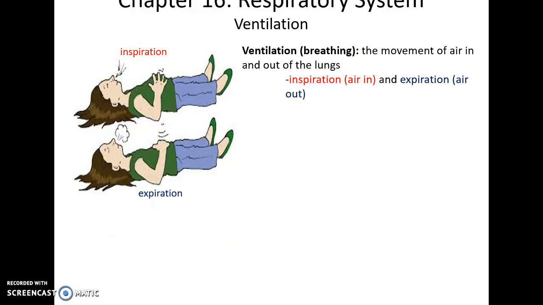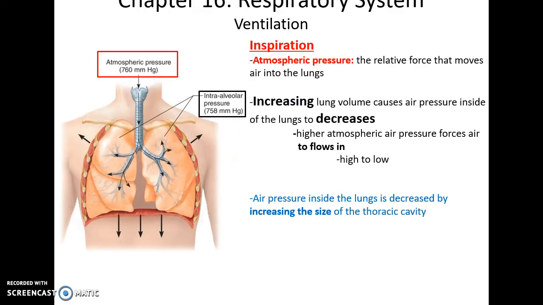All right, ventilation: allowing air to come into the lungs and allowing air to go out of the lungs. Allowing air to come into the lungs is also known as inspiration, or inhaling, and allowing the air to come out is expiration, or exhaling. During inspiration, you need to have the atmospheric pressure be higher than the pressure in the lung space.